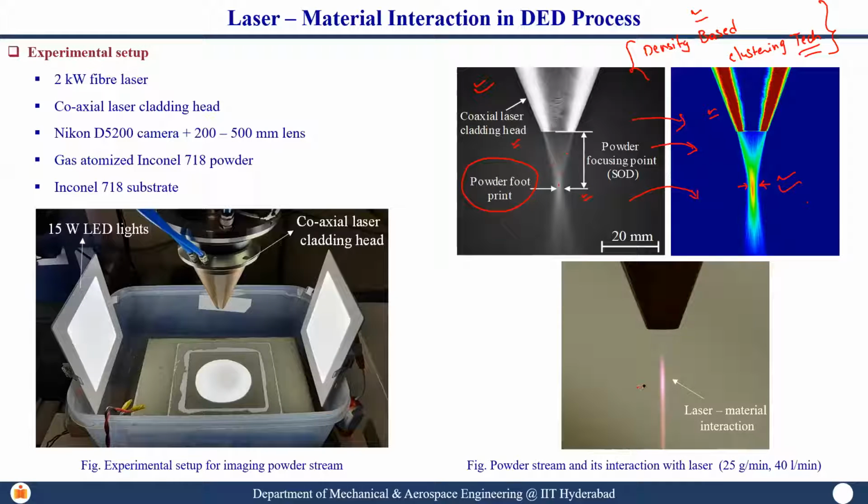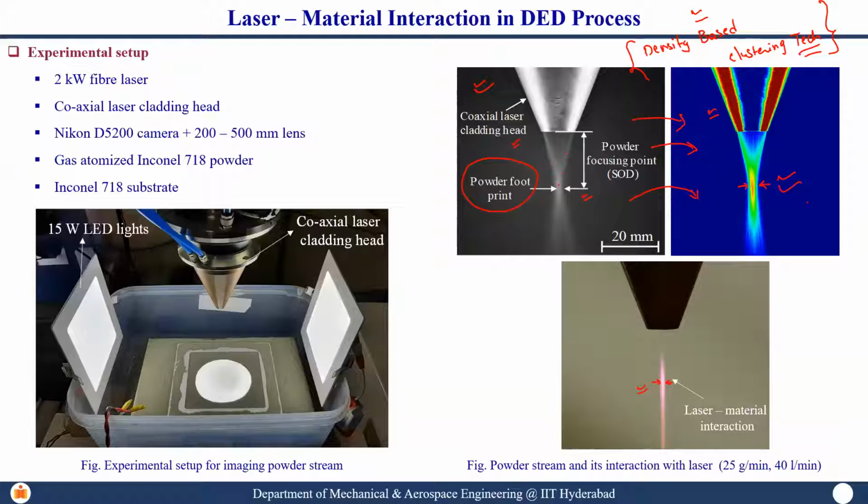So this is how it looks. The moment you switch on the laser, you see this is where the laser and powder are interacting, and they are quite dense. Now, how do I control that? So that is the main question.